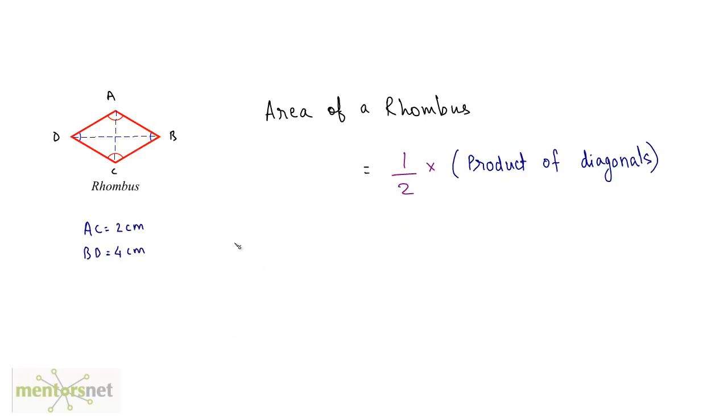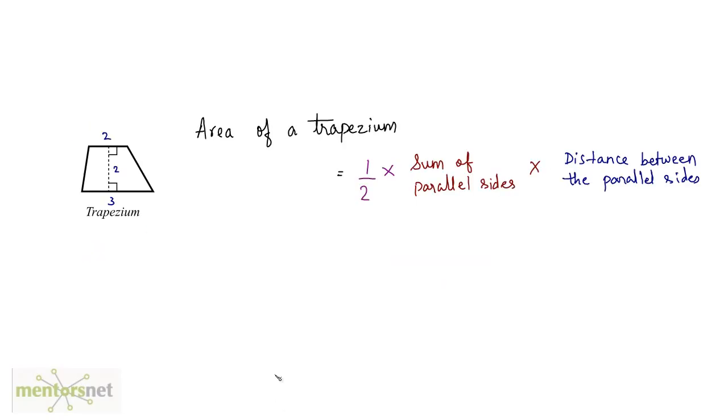We have a rhombus. So the area of a rhombus will be half into the product of its diagonals. Well, what are diagonals? The lines connecting the opposite vertices are the diagonals. So the area of this rhombus will be half into the length of AC times the length of BD. And we have been given that AC is 2 and BD is 4. So half into 2 into 4, and that will be equal to 4 centimeter square. Easy, right? Let's move ahead.